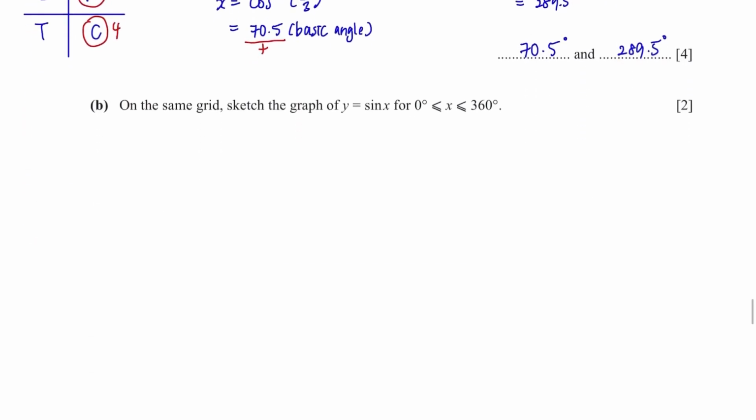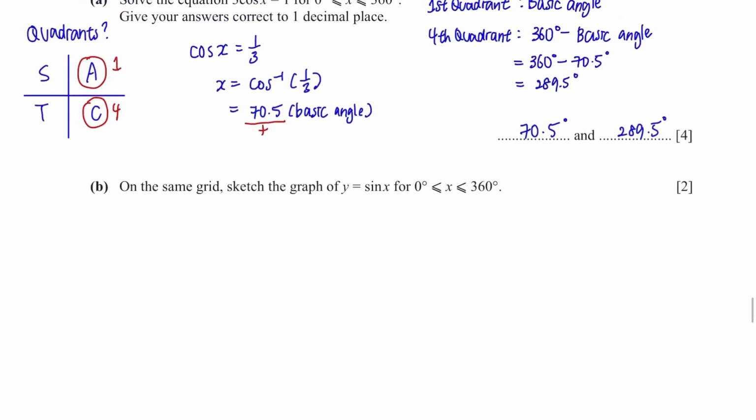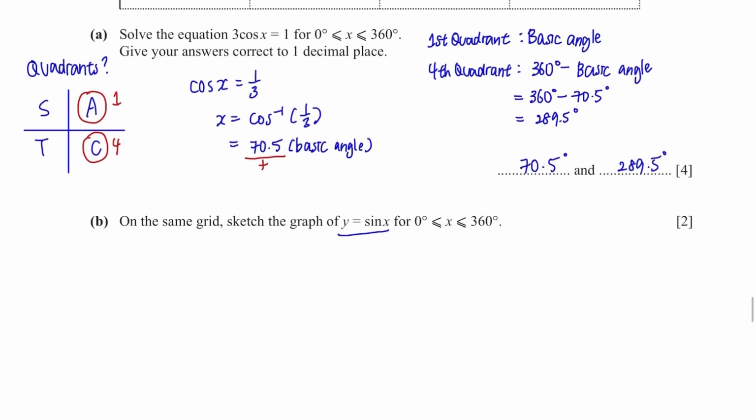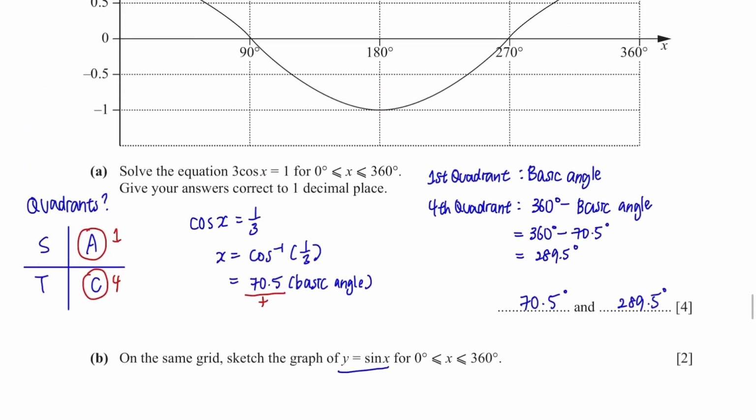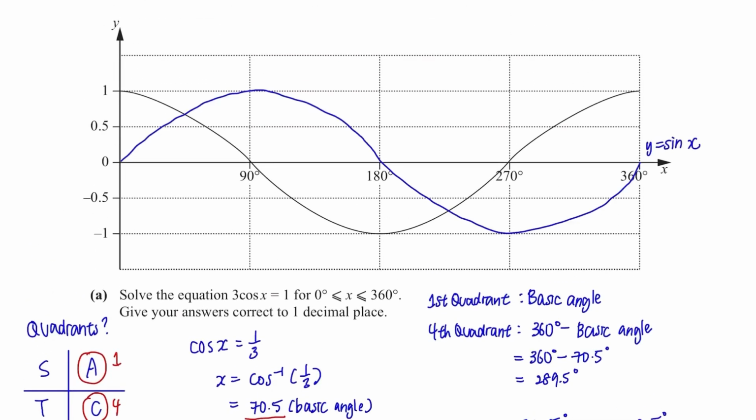Part B. On the same grid, sketch the graph of y equals sine x for this range. We need to memorize how to draw sine, cosine, and tangent graphs. The sine graph is the most basic one, starting from 0, looking like a wave. Pay attention to its range. Sometimes it may not always be from 0 to 360 degrees.